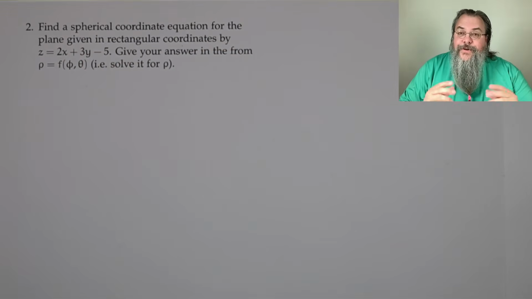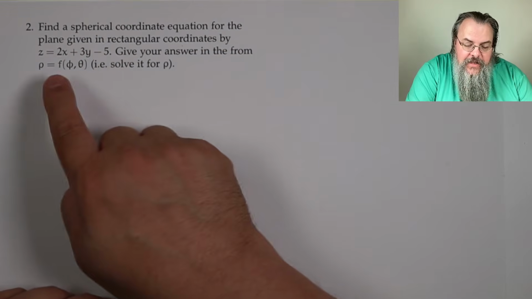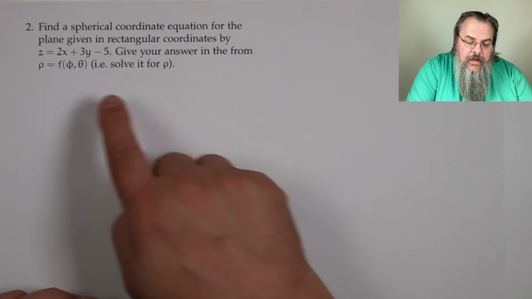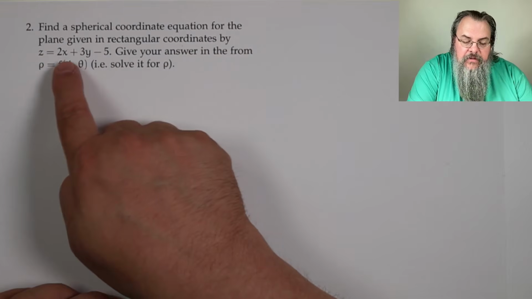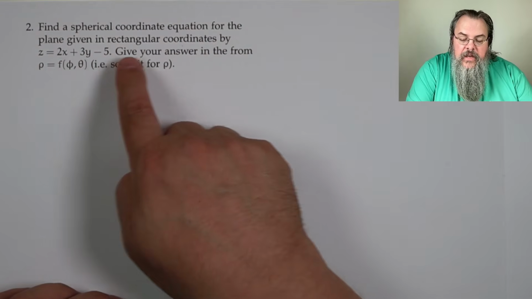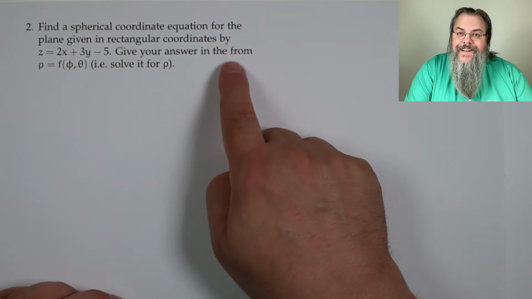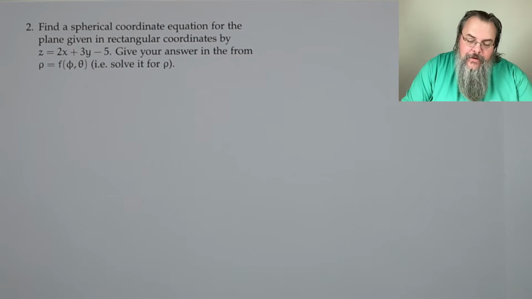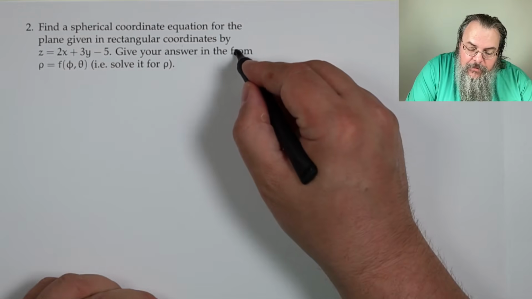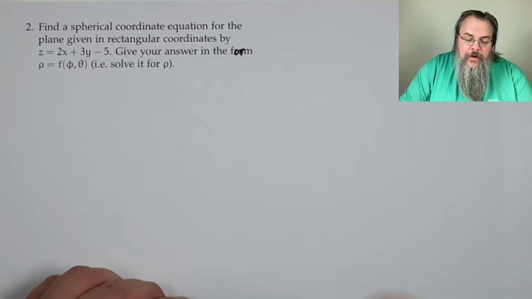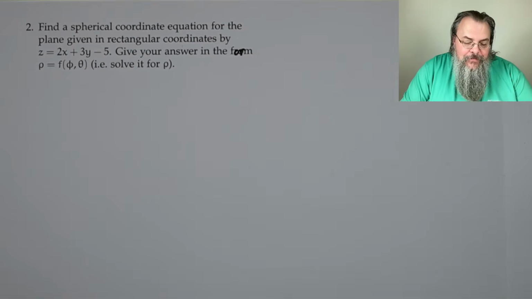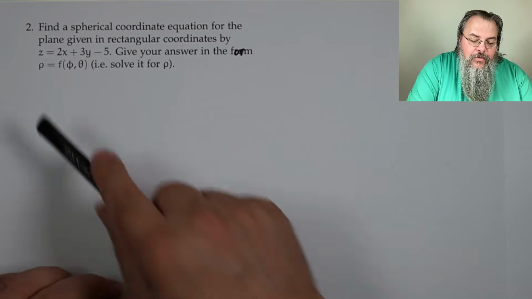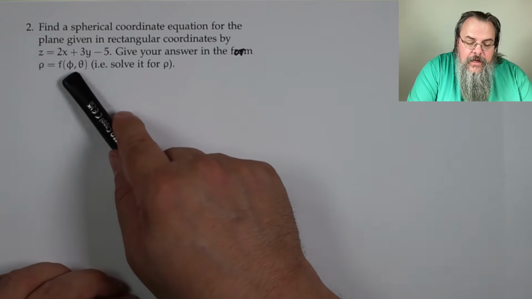Find a spherical coordinate equation for the plane given in rectangular coordinates by z equals 2x plus 3y minus 5. Give your answer in the from. Ha! Typo. Classic people not proofreading. That's okay. We know what they meant. Form. You know, they're math people. We forgive them. So in the form, rho equals f of phi comma theta.